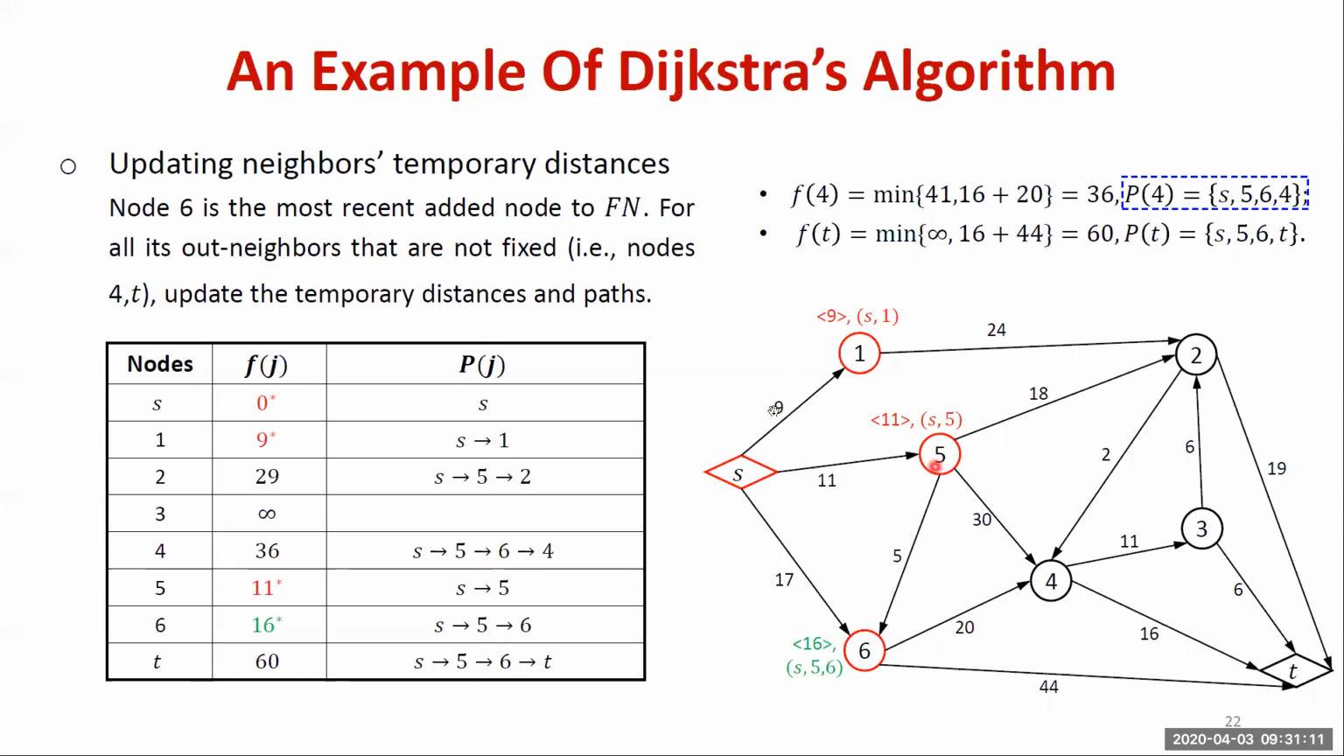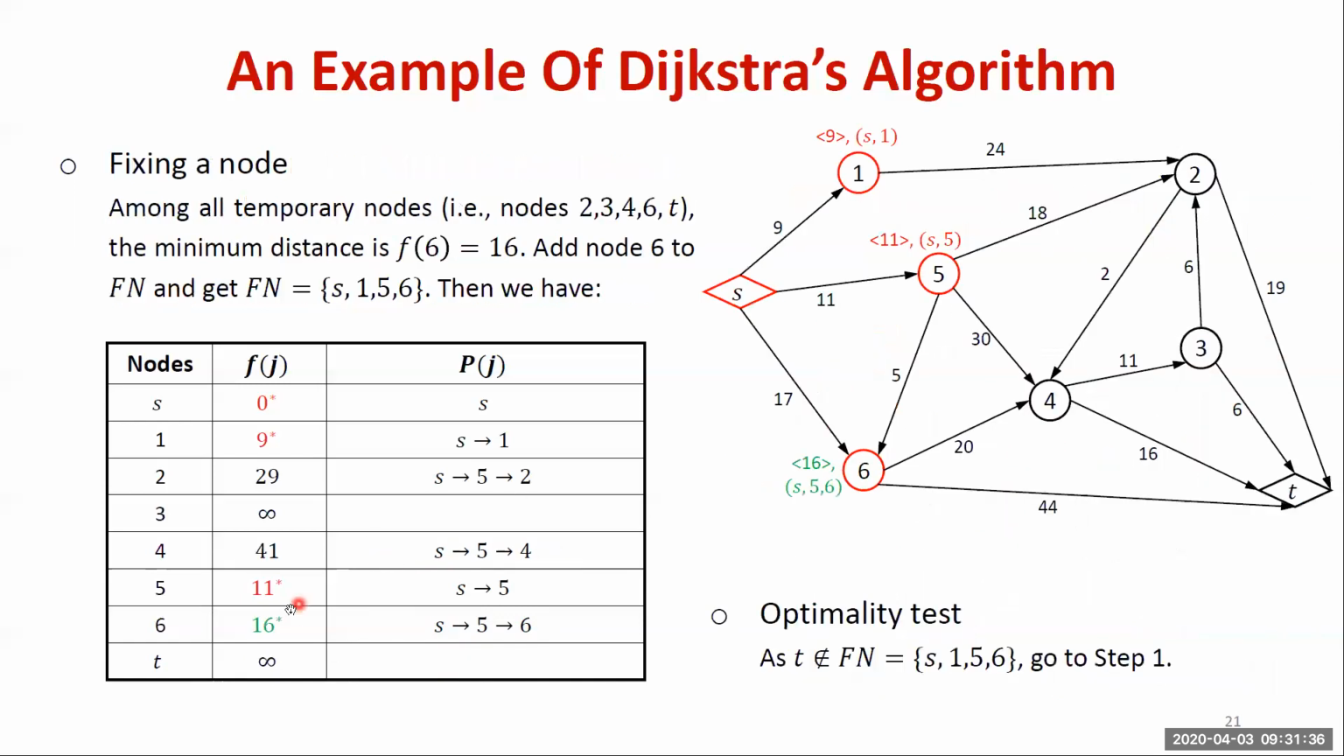So it's going to be the shortest path from S to 6, then from 6 to 4. The shortest path from S to 6 is S56, you know it, and it's permanently fixed. So you just need to add a 4 after it, S to 5 to 6 to 4. That's it. Here we go, the temporary shortest distance path from S to 4. Then how about the t?